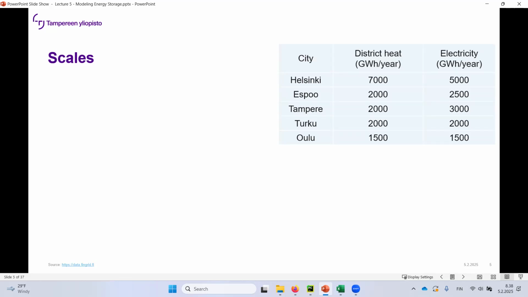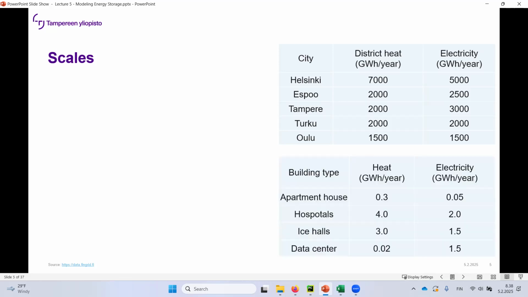If you're talking about electricity and district heating consumption, that's how many gigawatt hours per year these cities are utilizing. So these are really rough estimates. They are nothing but approximate. But district heating 7,000 gigawatt hours per year and electricity 5,000 gigawatt hours per year.